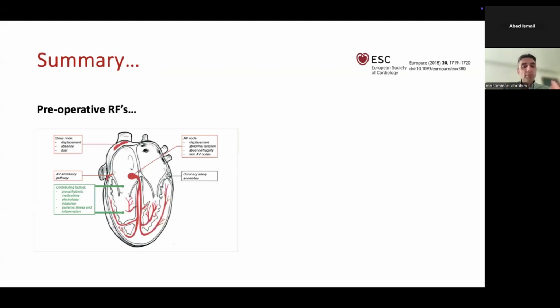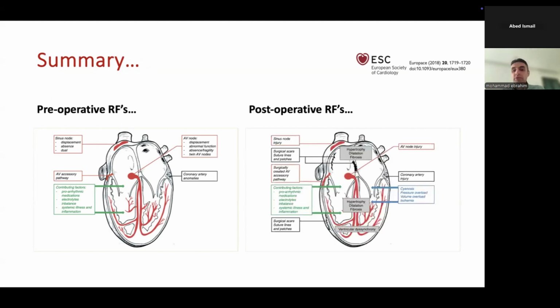So in summary, preoperative risk factors are plenty, including sinus node displacement, absence, accessory pathways, pro-arrhythmic medication, rate imbalances, and AV node displacements, and post-operative risk factors include sinus node injury, surgical scarring, hypertrophy, dilation, fibrosis, AV node injury, cyanosis, pressure overload, volume overload, and so forth.